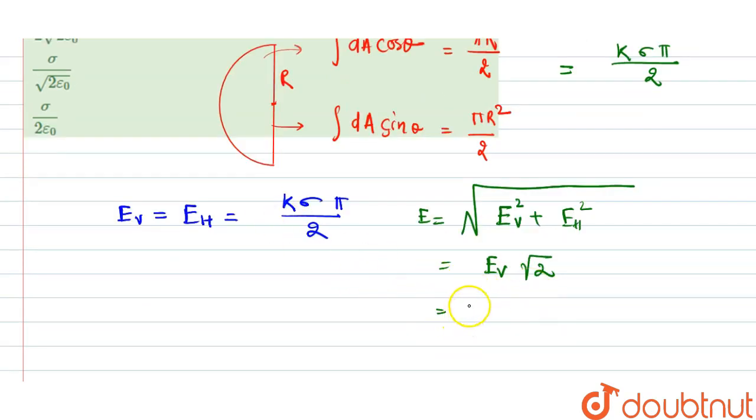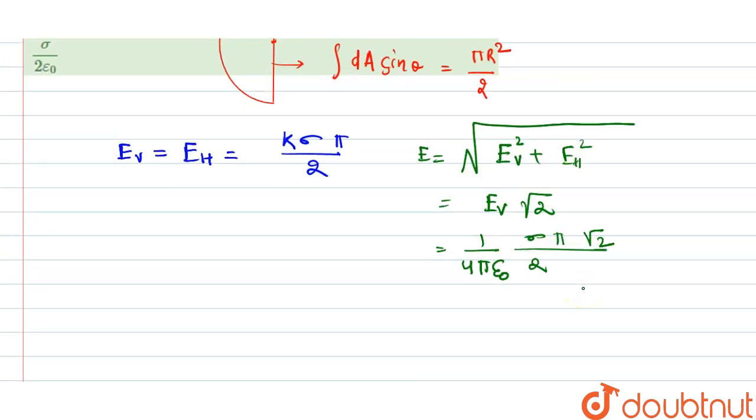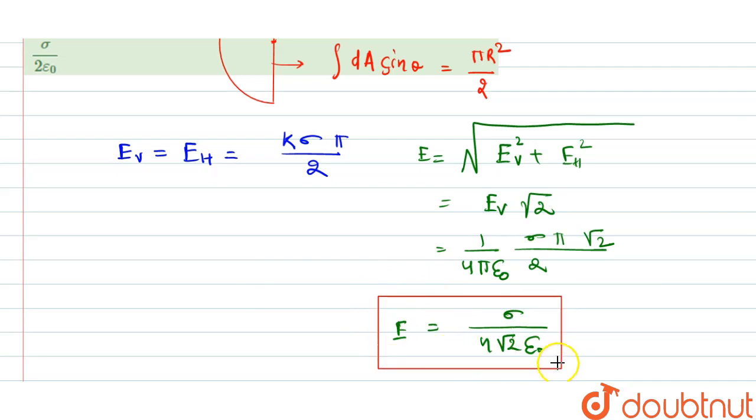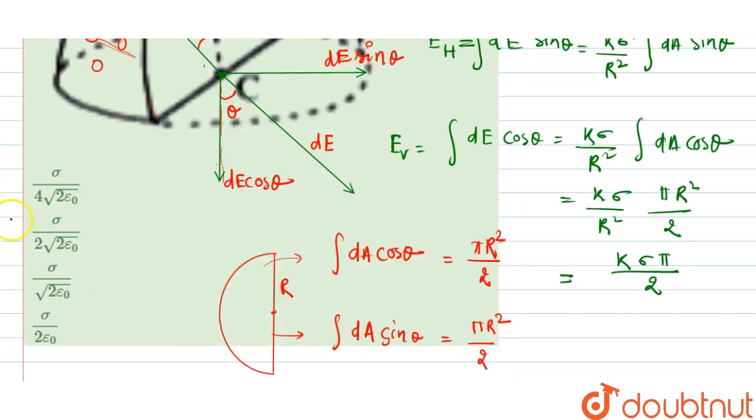Now let me put k equal to 1 by 4 pi epsilon naught, and sigma as the surface charge density, into pi divided by 2, and we have the root 2 term in the numerator, right? So sigma into pi will get cancelled out, divided by 4 into root 2 epsilon naught. This is our total electric field at the center due to our quarter sphere, right? So if you look at our options, the first option is the right answer.